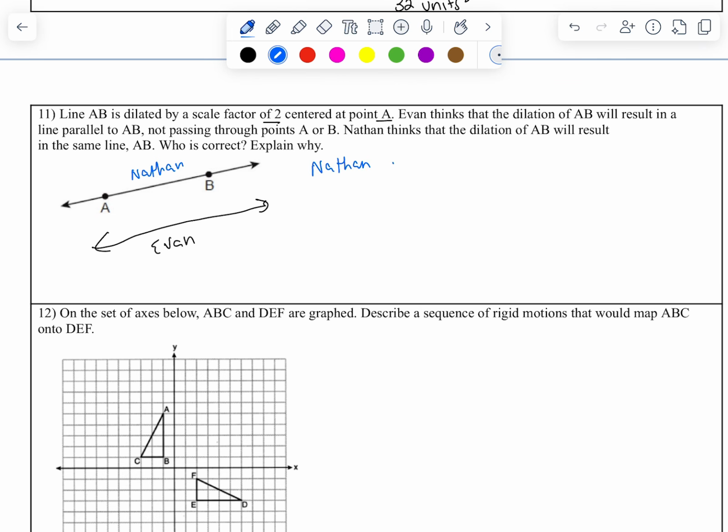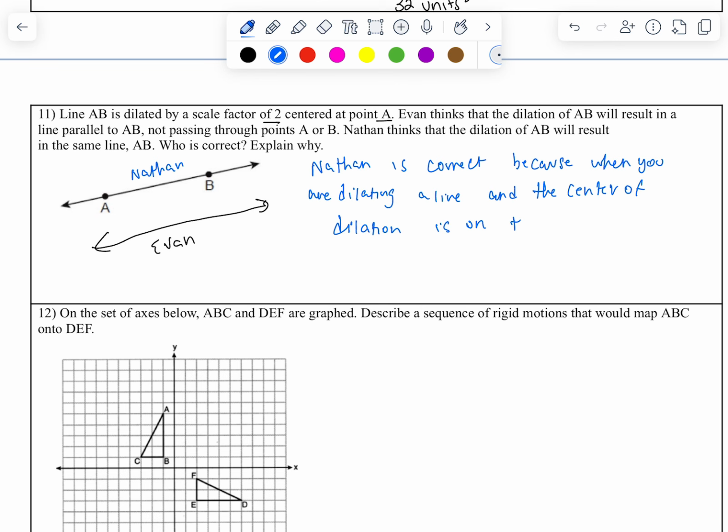Nathan is correct because when you are dilating a line and the center of dilation is on the line, it results in the same line.